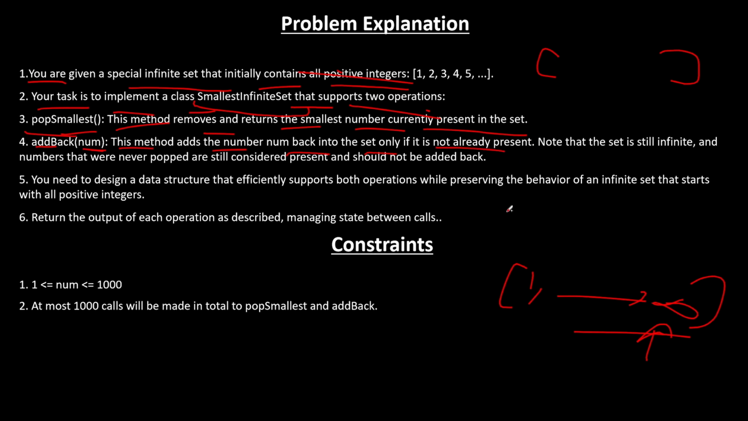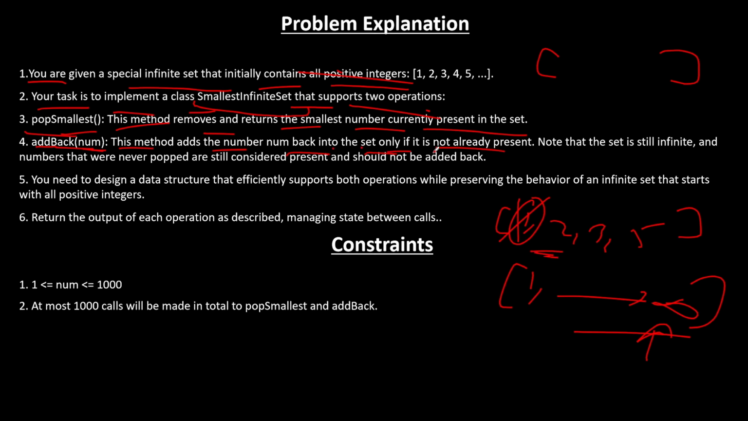Because suppose you have a set, as it is given to us, and suppose it contains infinite numbers, and if we pop, suppose two, let two be the smallest number. No, we cannot take two. Let's take one to make it more clear. Let's say we popped one, which was the smallest in the infinite set. Now, when we try to add, suppose two using this method, it won't add it because we already have it in the set, right?